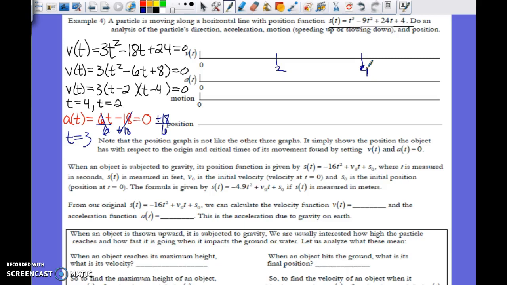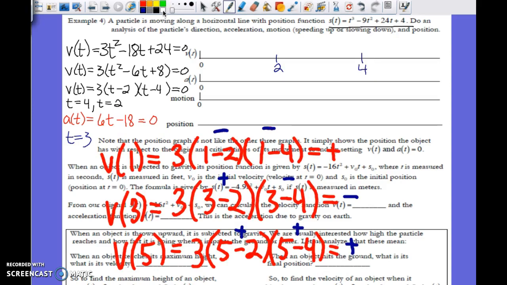All you got to do is plug in a number between 0 and 2, and we can just plug in the number 1. Plugging these numbers into the factored form right there makes it easier to analyze. If you plug in a 1 here, you know you're going to get a negative answer. If you plug in a 1 here, a negative answer, a negative times a negative is a positive. So this is moving to the right.